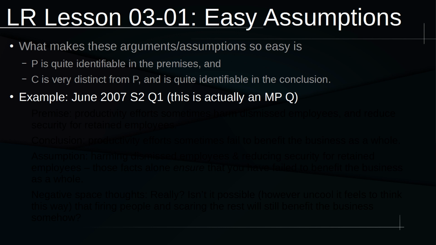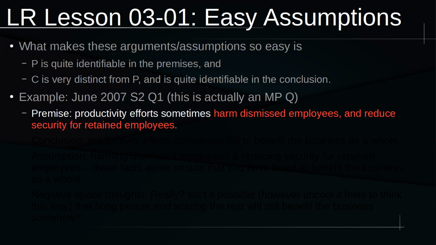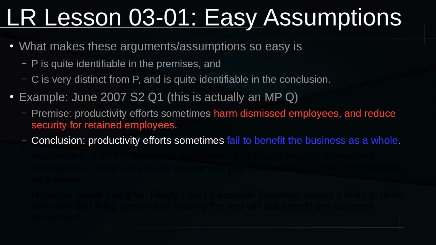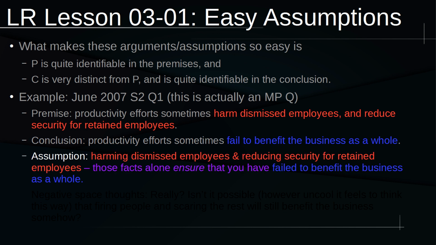This is actually a main point question, but that of course tells us that the stimulus itself is a fully fledged argument. So the premise is relatively straightforward, and you can summarize the premises as saying, productivity efforts sometimes harm dismissed employees and reduce the sense of security for retained employees. The conclusion, in contrast, tells us that productivity efforts sometimes fail to benefit the business as a whole. The assumption then, we are just simply going to try to smash together the red and blue idea in some way that makes sense for us.